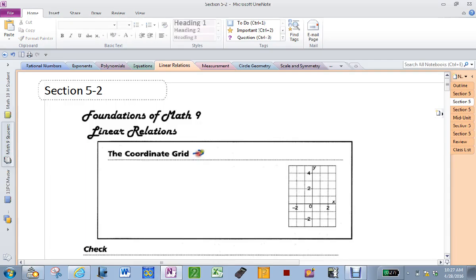The coordinate grid is also called the Cartesian plane, because it was named after a French guy, René Descartes. Okay?